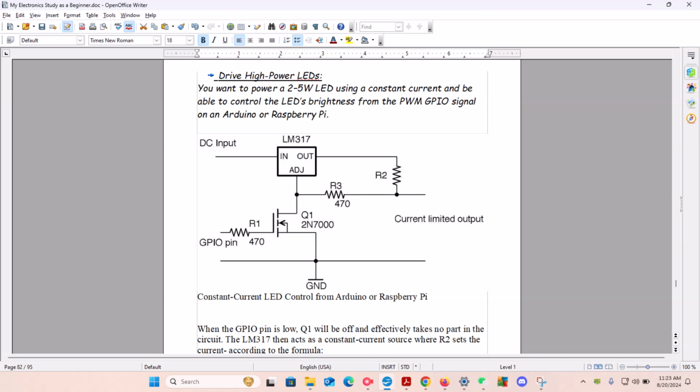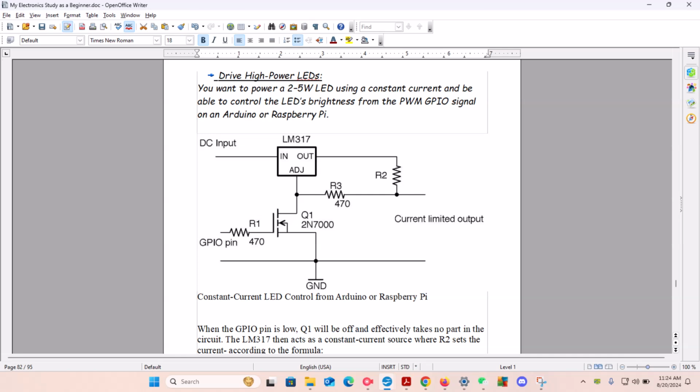What we simply have is direct current, or DC, input. This is the voltage going into the IC. The IC's code is LM317. On one end, going in is the DC input, and going out we have resistance 2. On the other pin, we have resistance 1. This is 470 ohms going in.